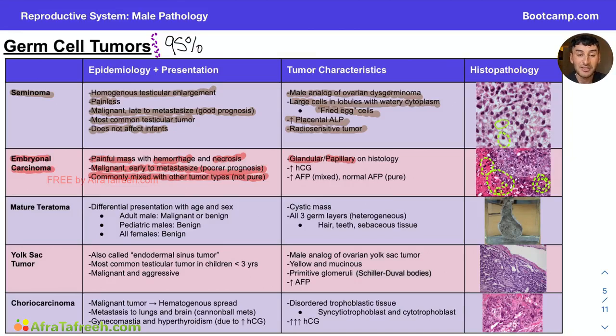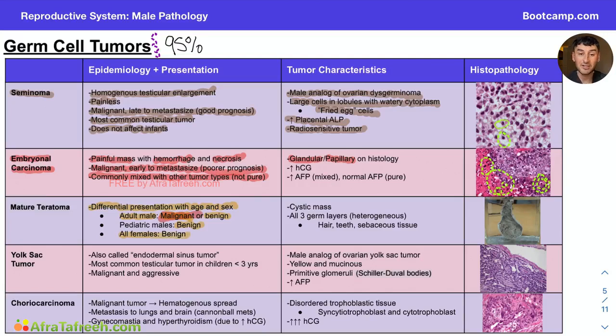So in our female patients, these were always benign tumors, whereas in the male population, these can actually be malignant in our adult male patients. So differential presentation with age and sex. In our adult males, these can be malignant or benign. So I'm going to note that they're malignant here in the adult male as a possibility, whereas in our pediatric males, these are always going to be benign, and in all of our females, these are going to be benign.